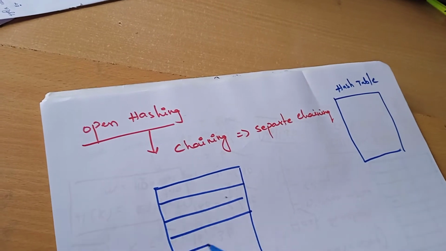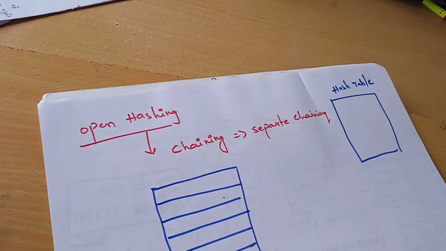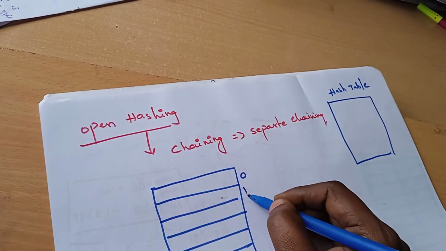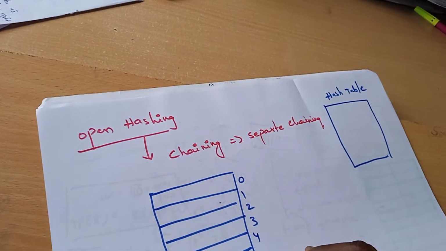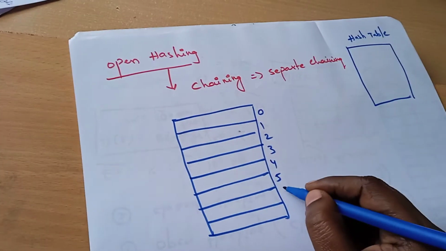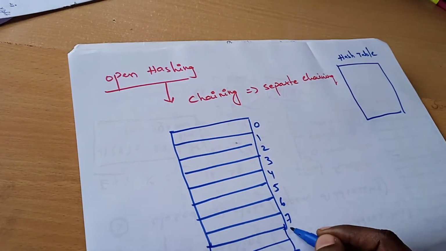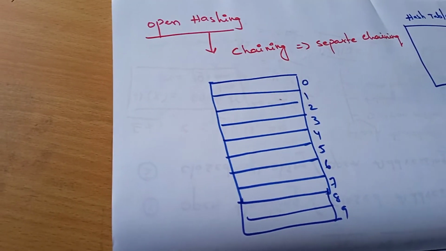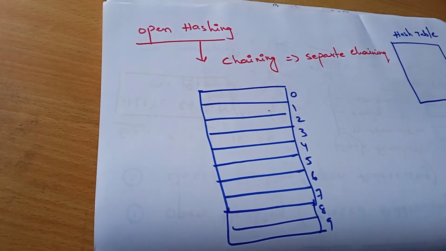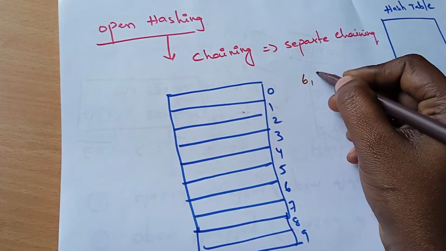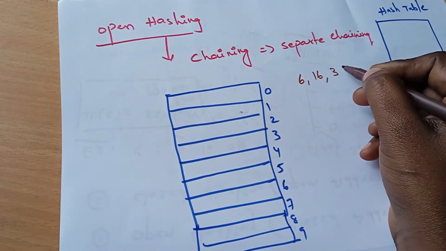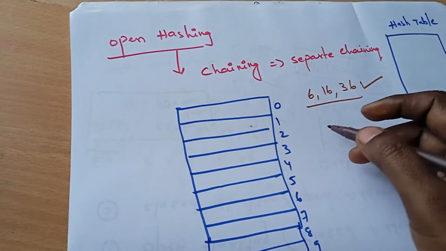I have taken maximum size as 10, right? So 0, 1, 2, 3, 4, 5, 6, 7, 8 and 9. So what are our keys? Our keys are 6, 16, 36, right? These are our keys.